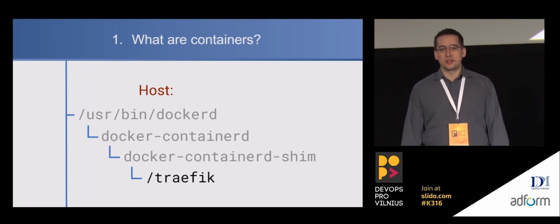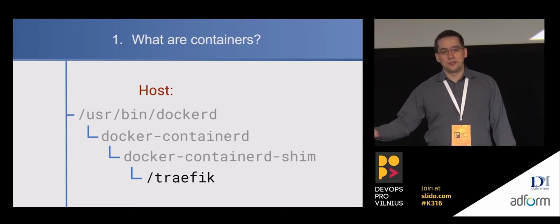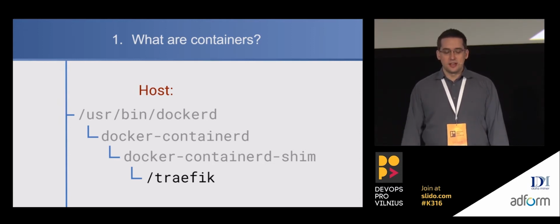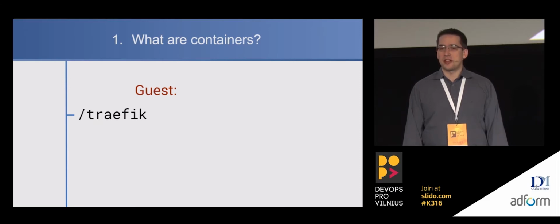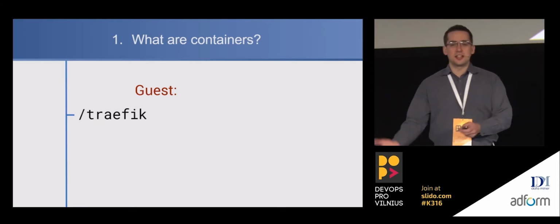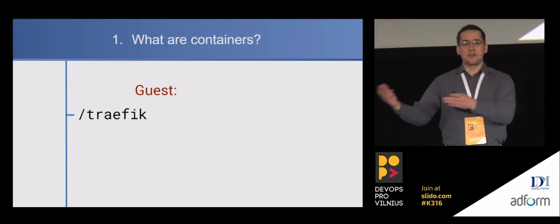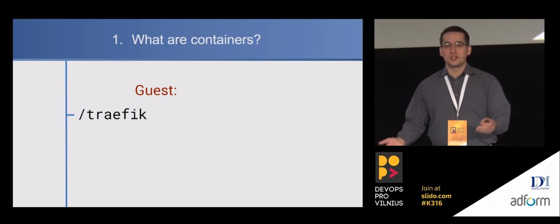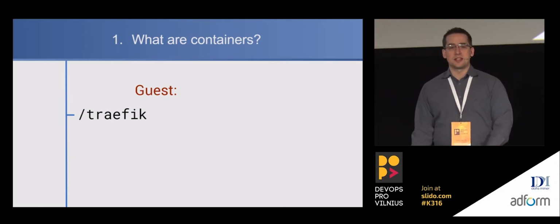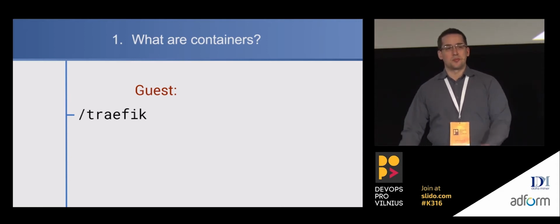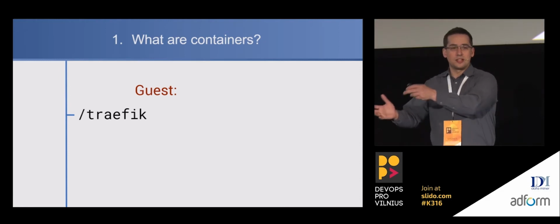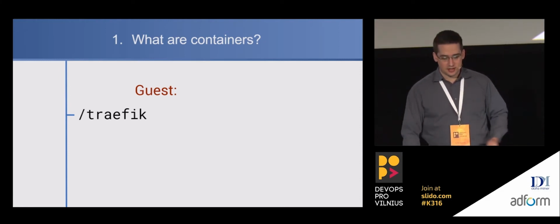This process is called traefik. However, if you go into the container and you look at the process list, you're only going to see /traefik. So the container doesn't see any processes outside the container, but outside the container, you see everything inside the container. So that's how it's done. The traefik process is basically in its own PID namespace. So the process IDs are in its own little environment and it doesn't see anything outside.